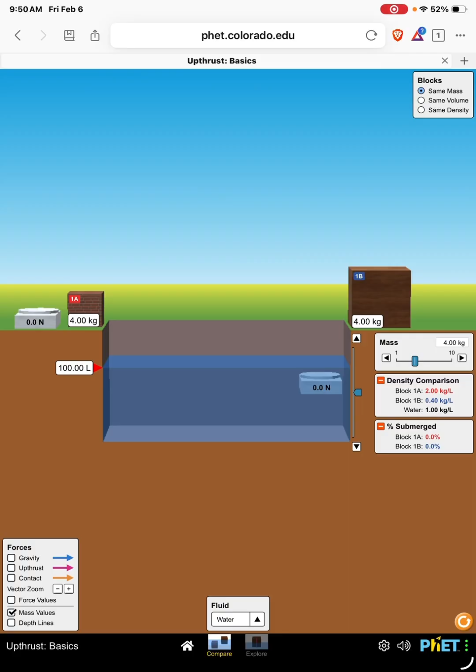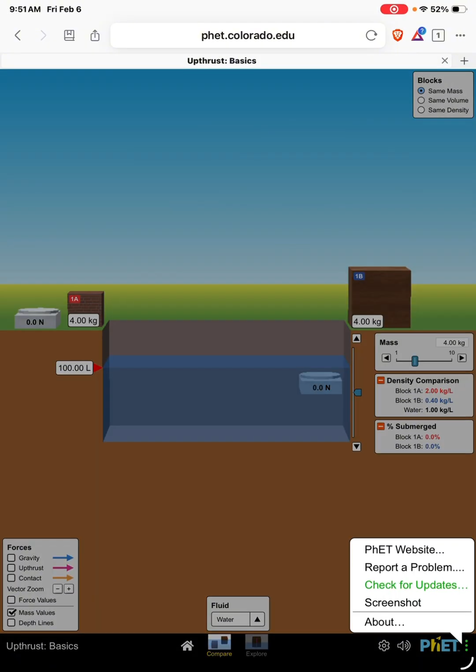In the table here, they say that block 1A has a density of 2 kilograms per liter. 1 liter is 10 to the minus 3 cubic meters, I think, right? So 1 liter to cubic meters. Give me a second. Yes, it's 10 to the minus 3. So 1 liter is 0.001 cubic meters.